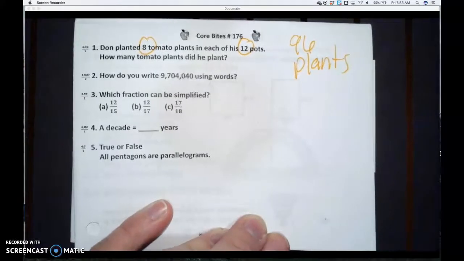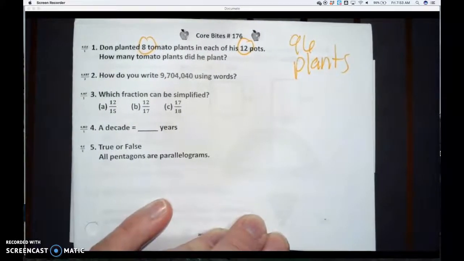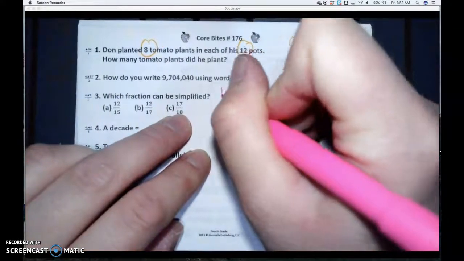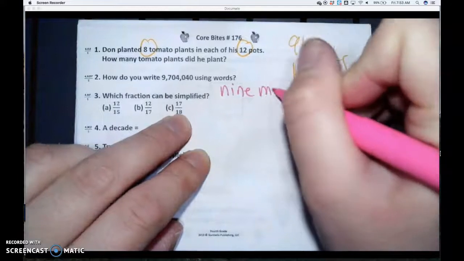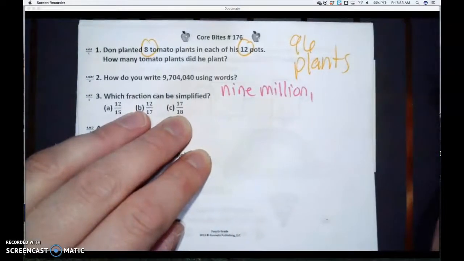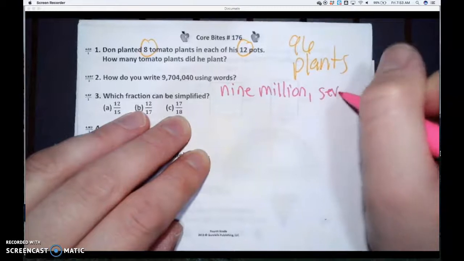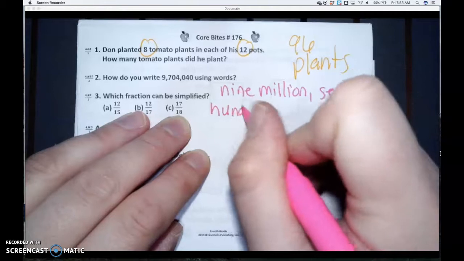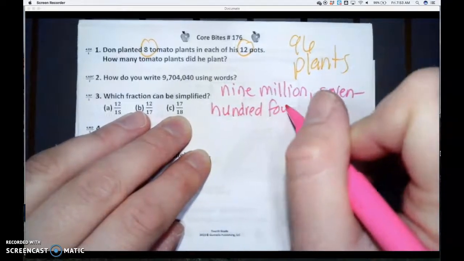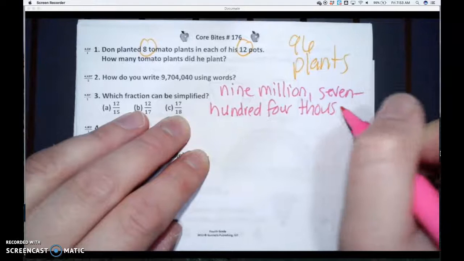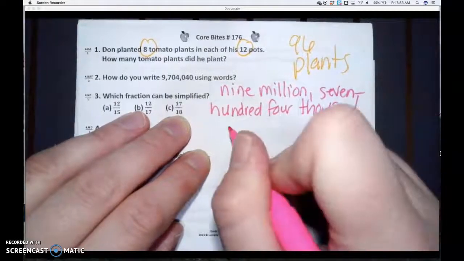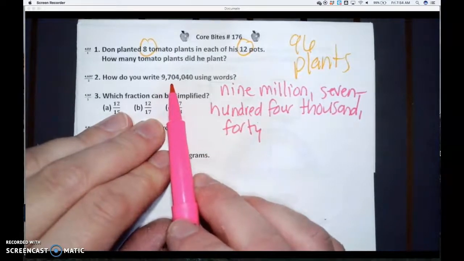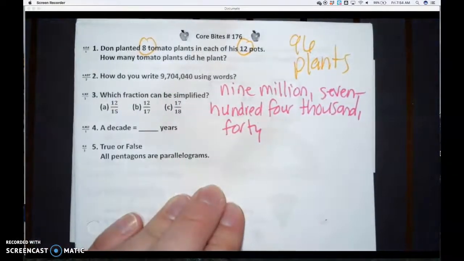How do you write this number in words? So you would write, in word form of course, 9,000,000, comma, 704,040. So the entire number is 9,704,040. That's how you would do it.